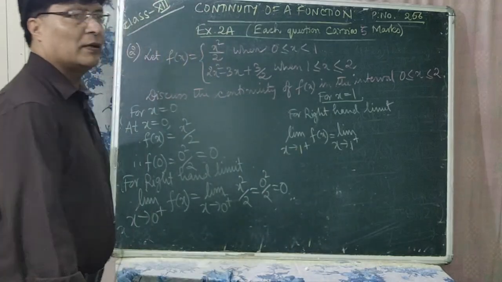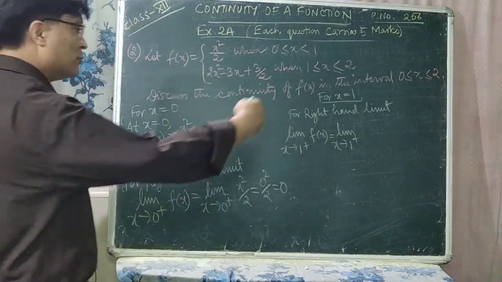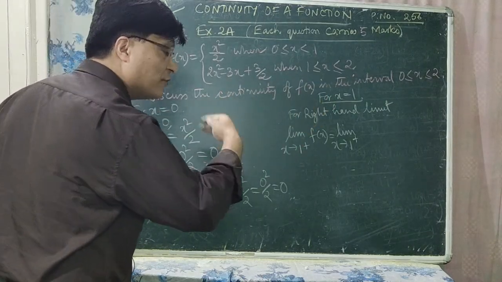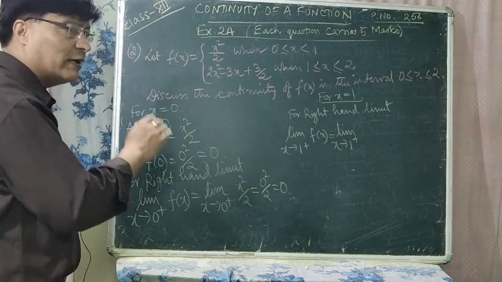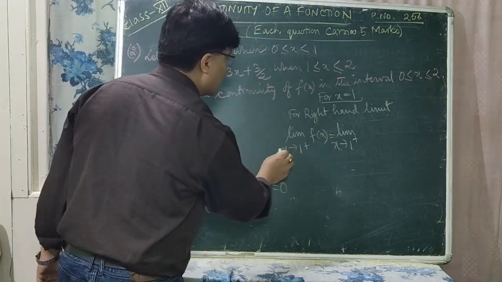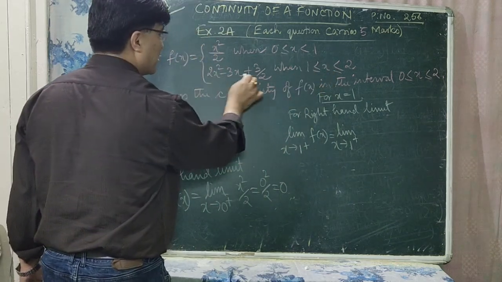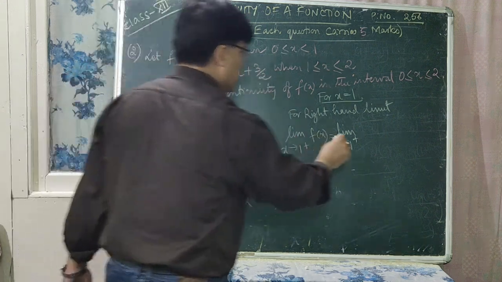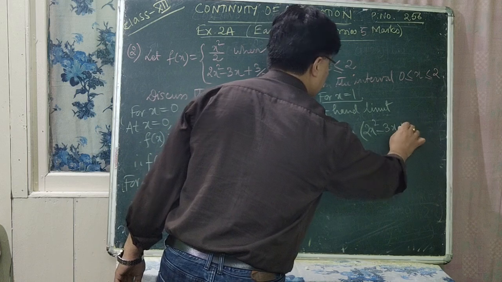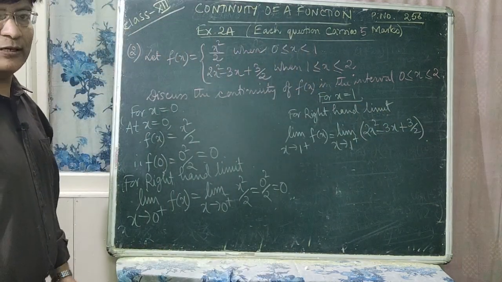Here also, what is the meaning of x tends to 1 plus? X is approaching towards 1 from the right hand side, and on the right of x is equal to 1, all the values of x are greater than 1. So what is the value for f of x when x greater than 1? This one, right? So it is 2x square minus 3x plus 3 by 2. Is that clear to all of you?